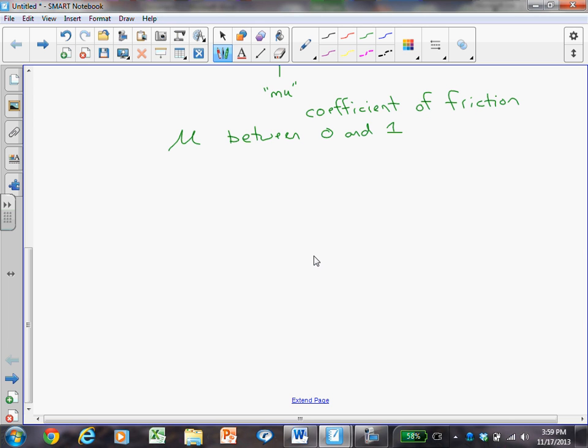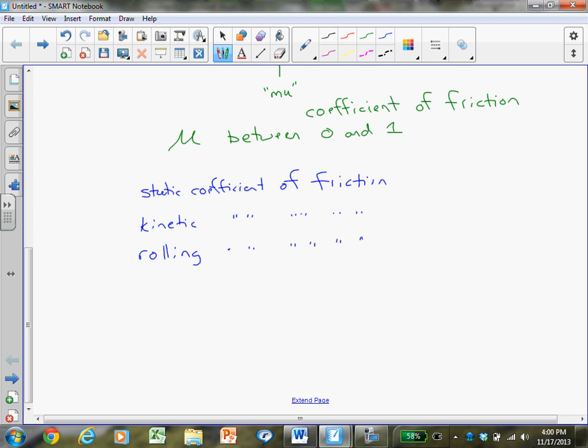So you could have static coefficients of friction, and also kinetic, and rolling coefficients. Okay, some of these we'll measure, and at other times you'll be given them for problems.